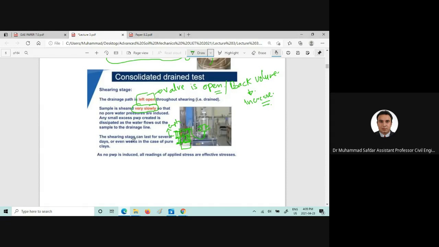Samples are sheared very slowly in order to avoid the generation of excess pore water pressure, which can definitely change the readings and the shear strength of the soil.